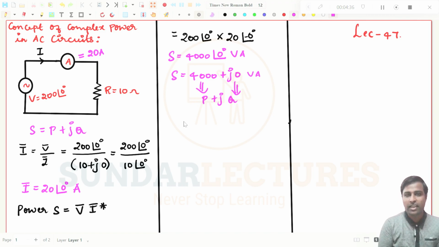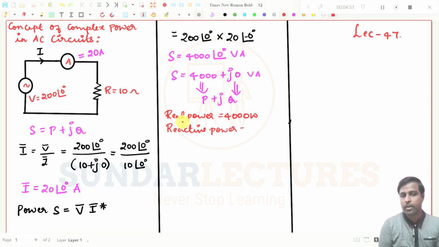So what is the real power value here? Real power is equal to 4000 watts. And what is the reactive power? Reactive power is equal to 0 volt ampere reactive. So this is the final answer. This circuit draws 20 amperes of current. That is the point you have to note here.